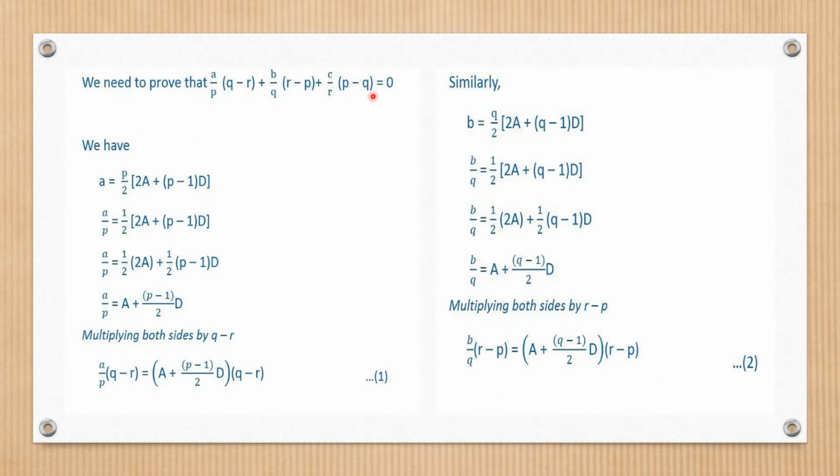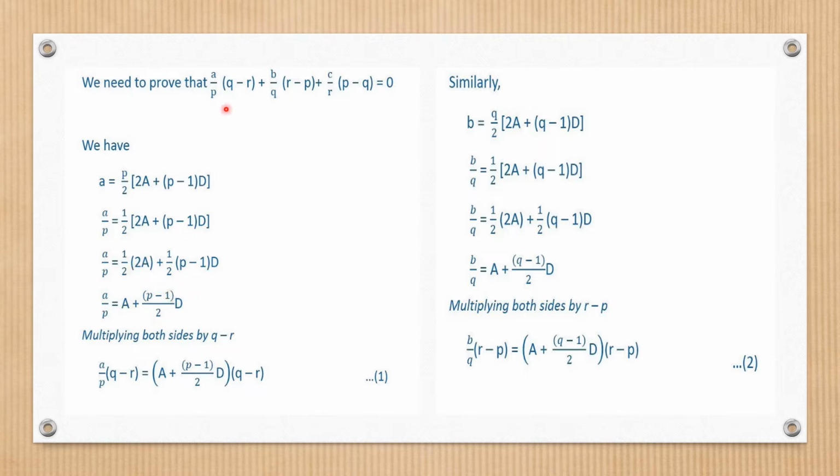Now we need to prove this condition. So firstly I will find this. Okay, so a is, from the previous equations, p by 2 times (2A plus (p minus 1)D). So I'll take this p to the denominator because I need a by p. What will it be? It will be 1 by 2 times this. So a by p is half of, now I'll break the terms, half of 2A plus half of (p minus 1)D. Okay, so this becomes a by p is A plus (p minus 1)D by 2.